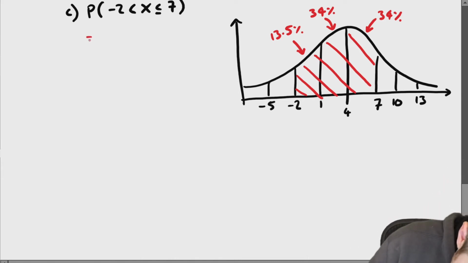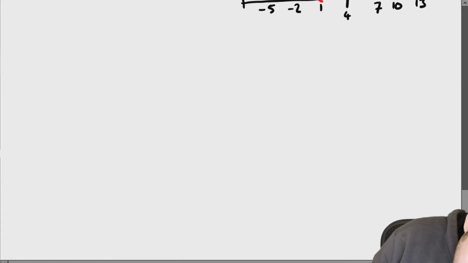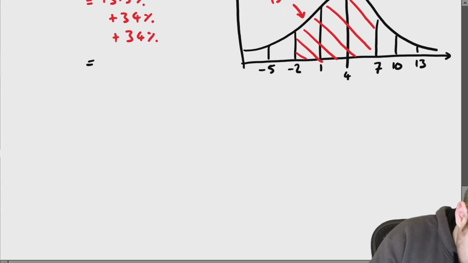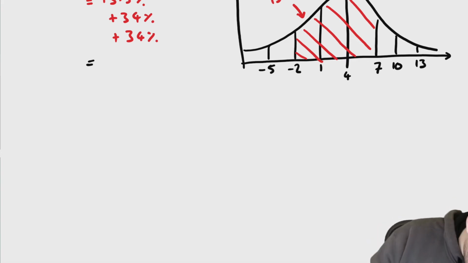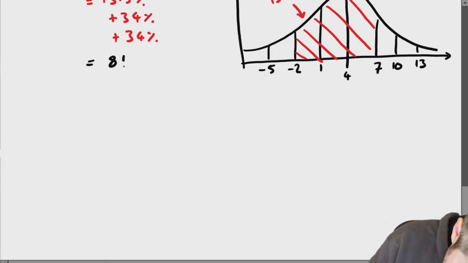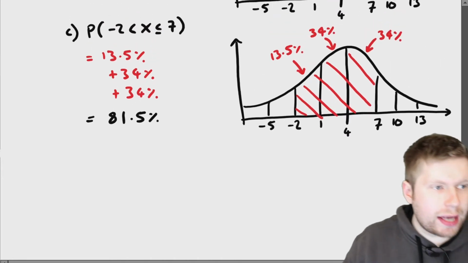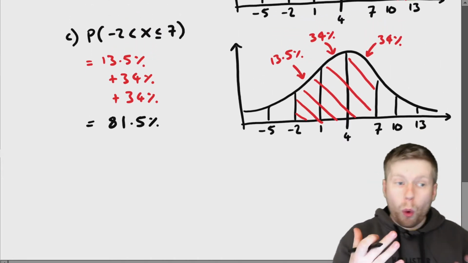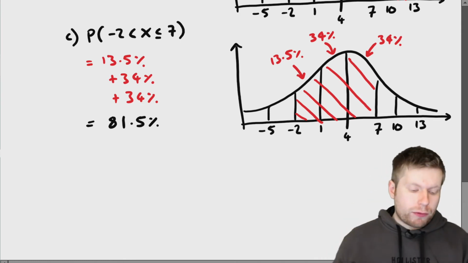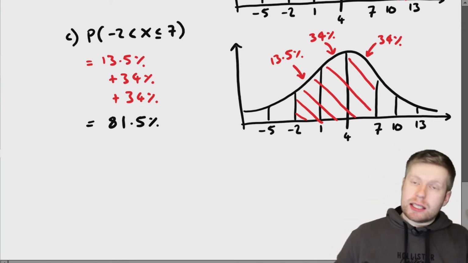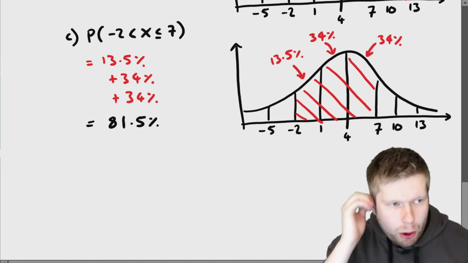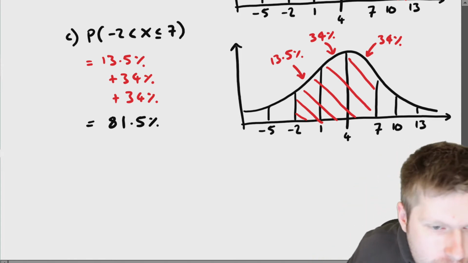So all I need to do to work out this particular region here is simply just add these probabilities together. Okay, so 13.5% plus 34% plus 34%, and that should give me, let's see, well, it's 68 plus 13.5, that's going to give me 81.5%. Okay, so there's an 81.5% chance of ending up between negative 2 and 7. Or, another way of interpreting that, 81.5% of my data should lie between negative 2 and 7. Okay. Now, let's actually have a look at a slightly more wordy question.